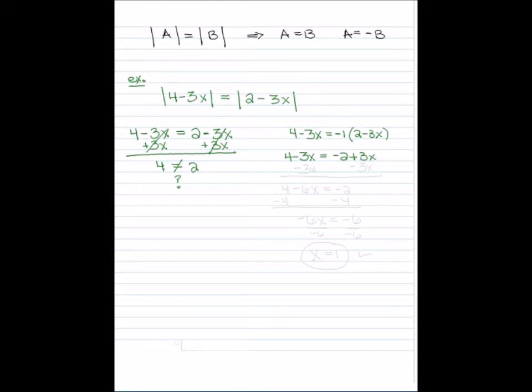I'm going to move my variable terms together, so I'm going to subtract 3x from both sides. And that gives me 4 minus 6x is equal to -2. Move the 4. So I get -6x is equal to -6. Dividing by -6, I get x equals 1. So my only answer here is x is equal to 1.